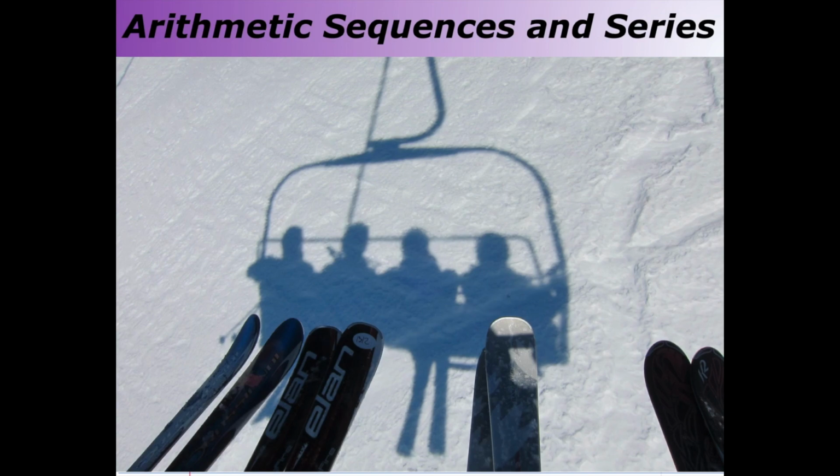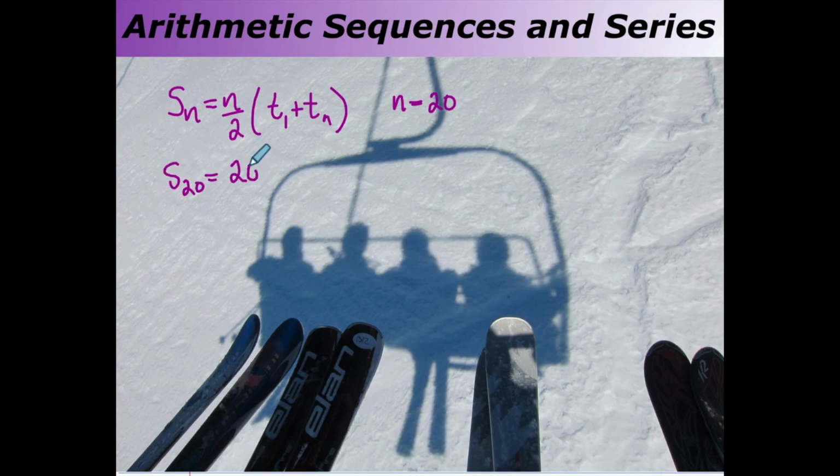Have a look at the series formula and notice that we get the same answer. S of n is n over 2 times the first term plus the last term. And in this case, we have 20 chairs. So S of 20, or the sum, would be 20 divided by 2. The value of the first chair is 4. The value of the last chair is 4. And if you do the math, we get 10 times 8, which is 80. Same answer.